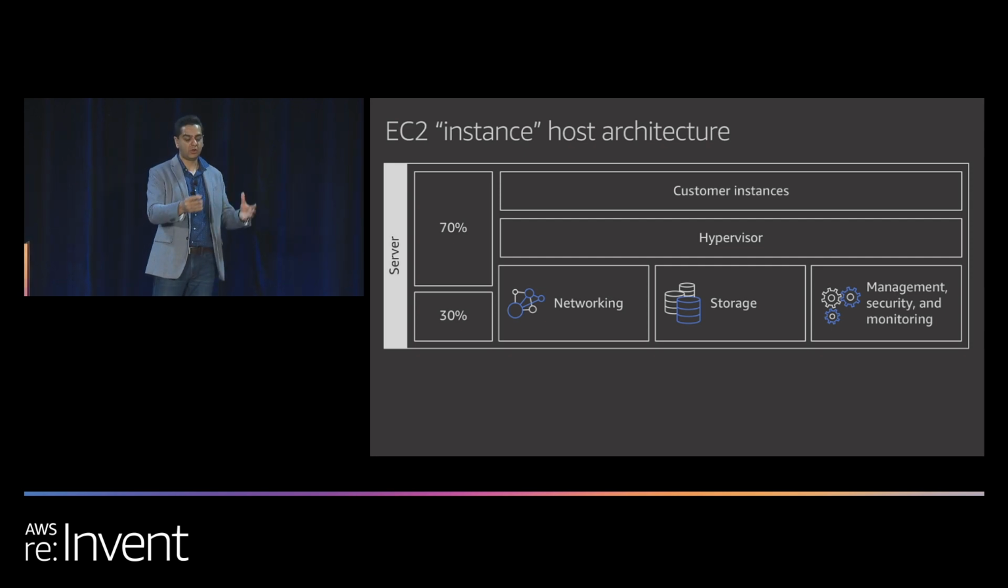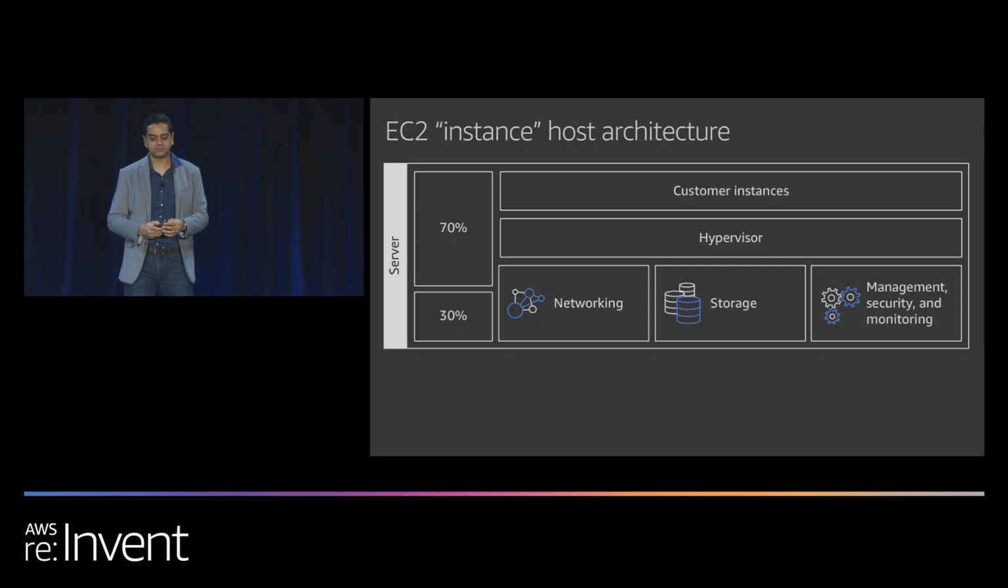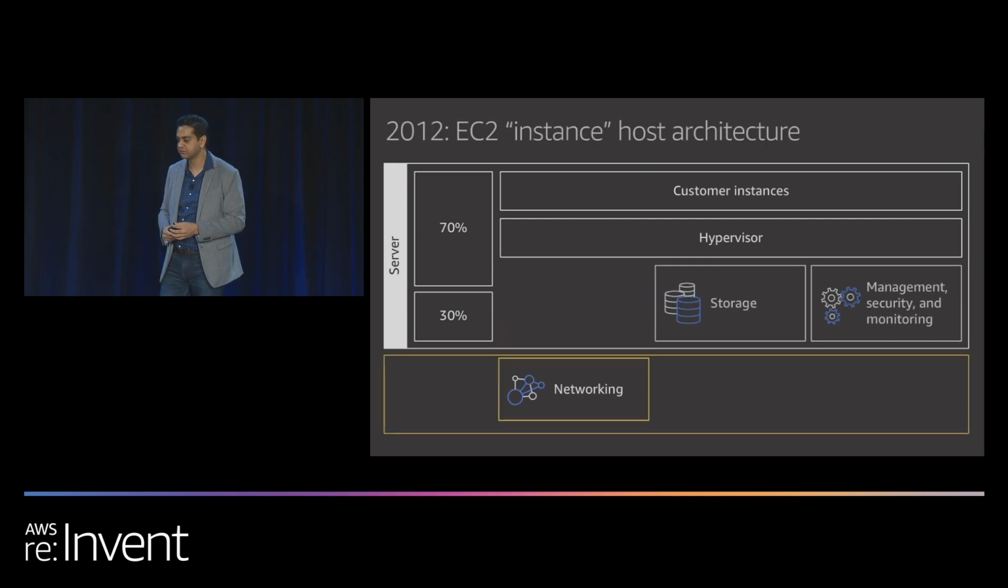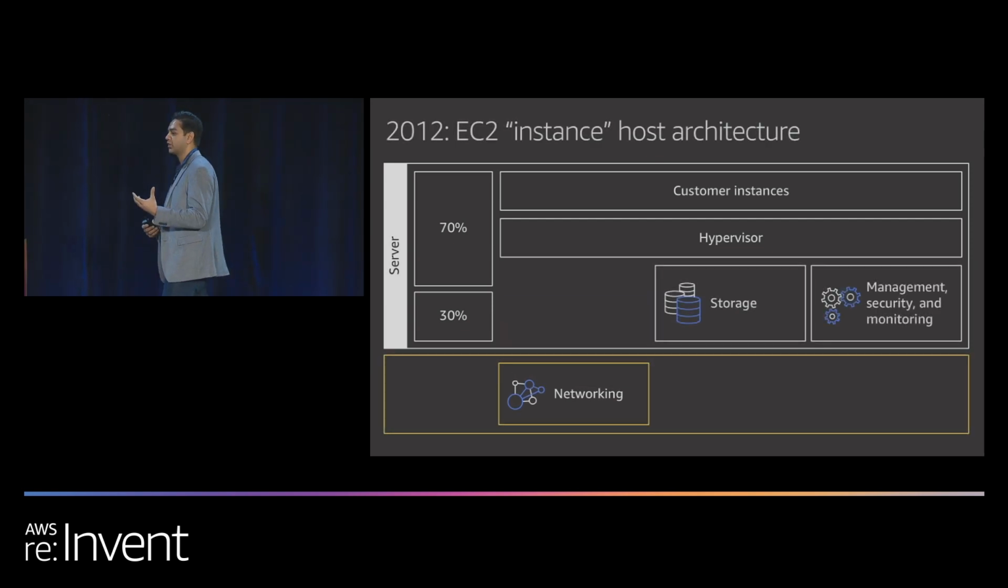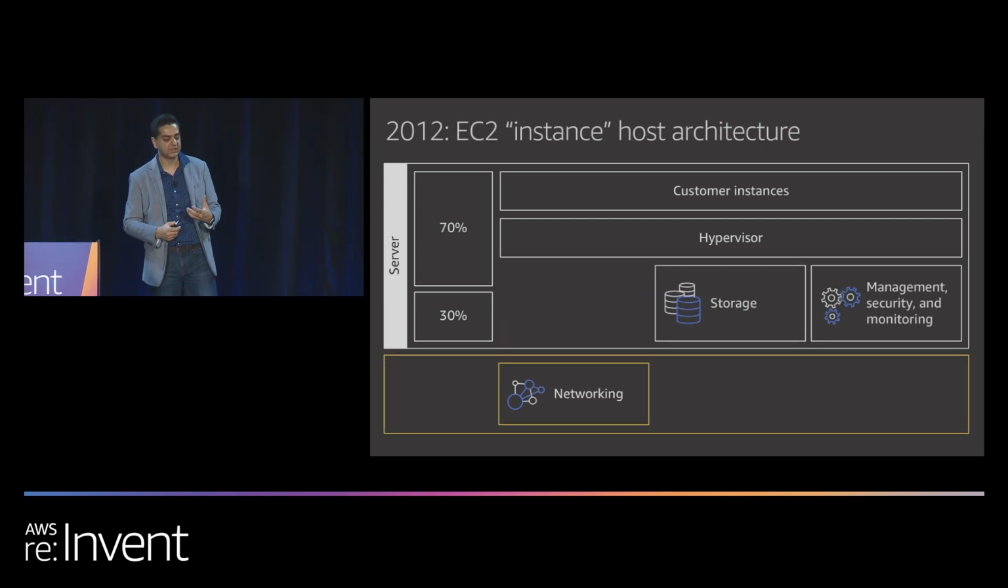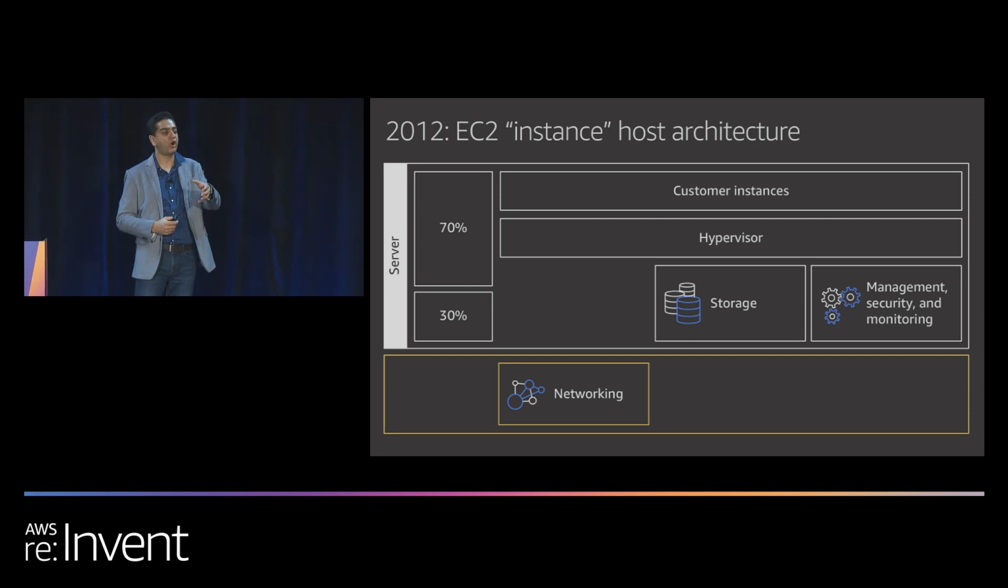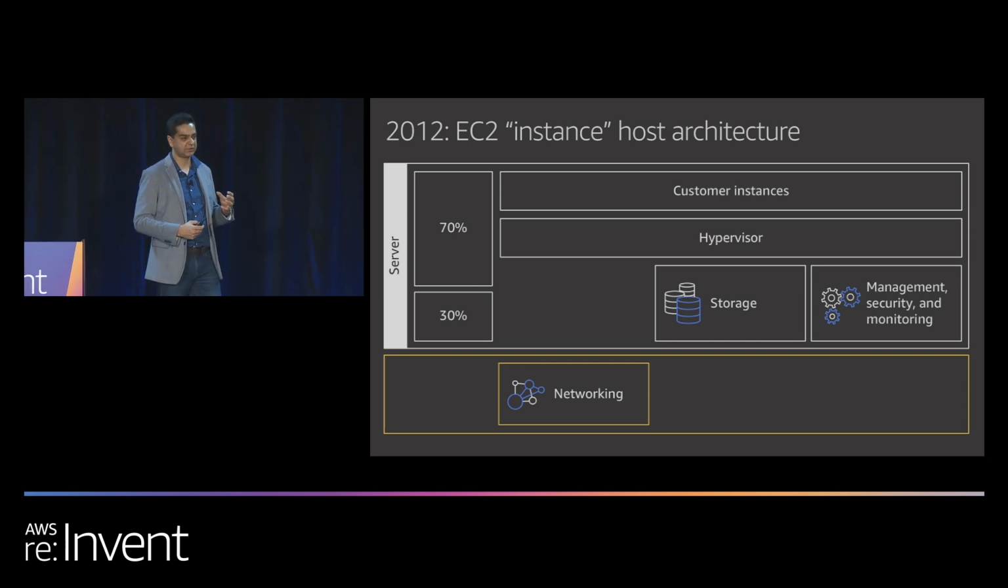So which is all this network partitioning, storage partitioning, resource management, and security services on the same host, which we also call the Droplet. So in 2012, we introduced our C3 offering, where we offloaded the networking capabilities.